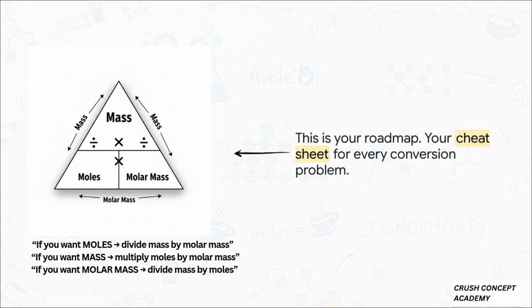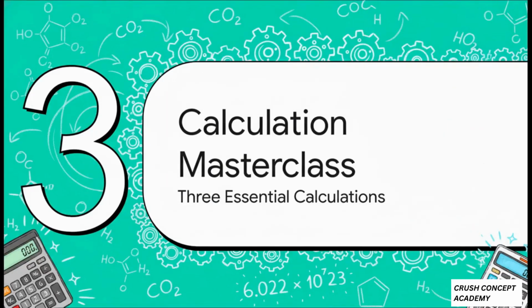It's mass divided by molar mass. This thing is the essential tool you're going to use for every single one of these calculations. All right, enough with the theory. The absolute best way to really get this stuff is to just do it. We're going to walk through 3 essential calculations together. So if you've got a calculator nearby, grab it and let's do this.